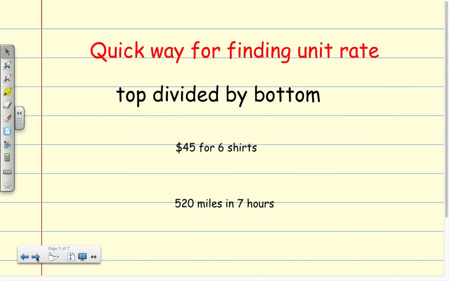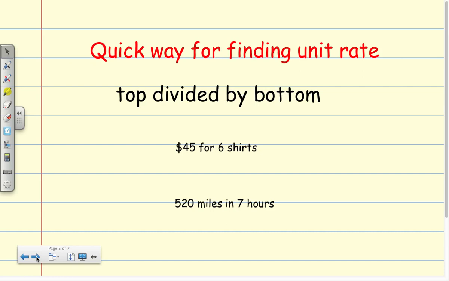All right. The quick way for finding unit rate. Some of you have already made this connection, and if you have, that's awesome. This is for those of us that understand what we're trying to do is get a 1 on the denominator. Some of you have already noticed, hey, I'm just doing top divided by bottom. I'm doing whatever number is on top and dividing it by that bottom number.